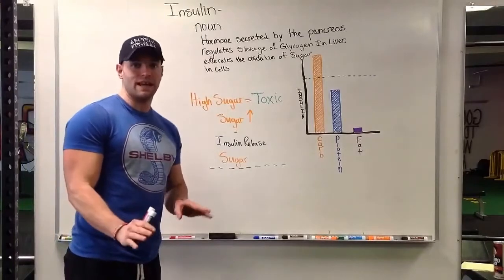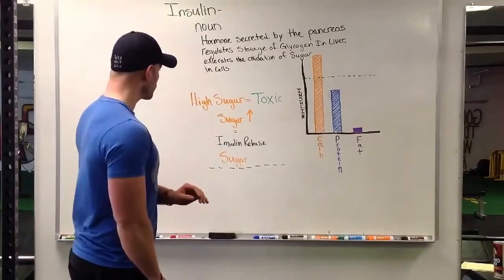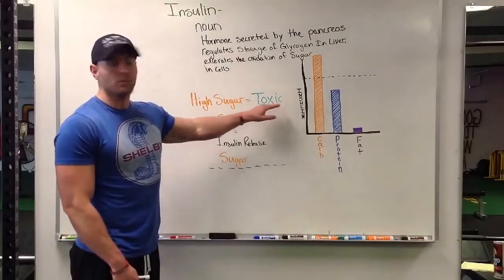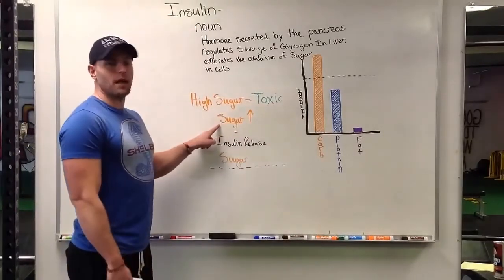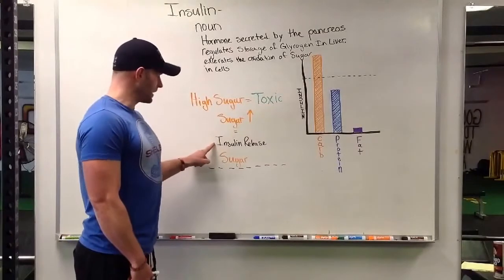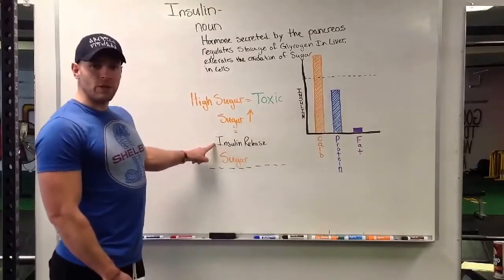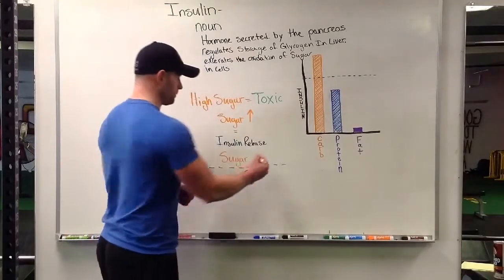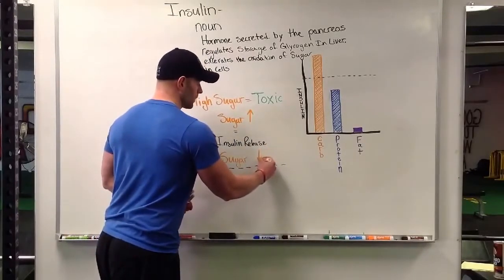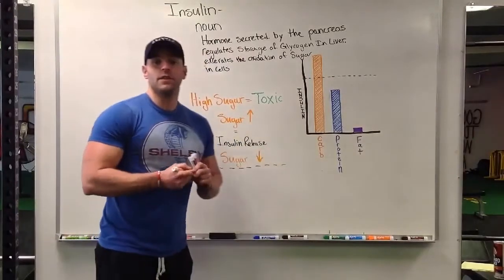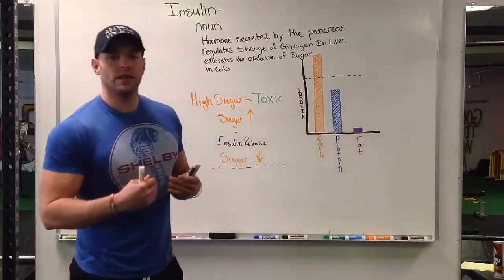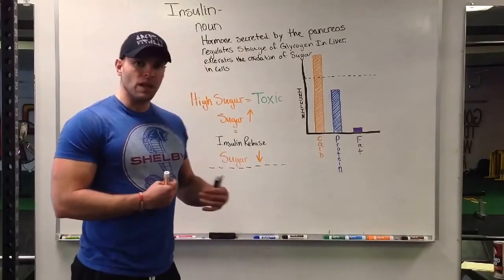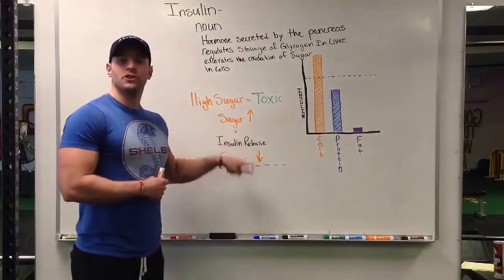So, if we were to break that down just a little bit more, when you have high blood sugar, you're in a toxic state. So when sugar rises in the blood, that equals an insulin release. When your body releases insulin, blood sugar goes down. So in essence, what our bodies are supposed to do is when blood sugar gets too high, our bodies release insulin. Insulin then takes the blood sugar down.